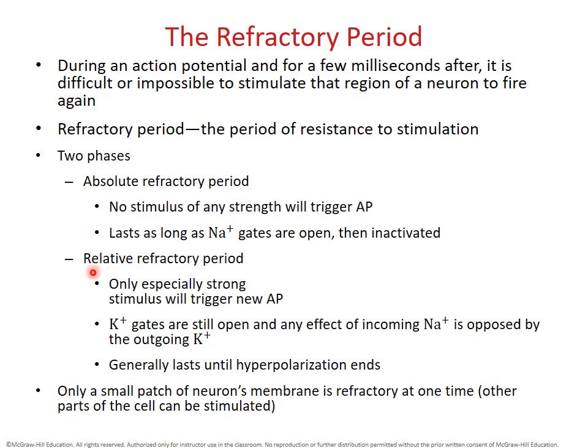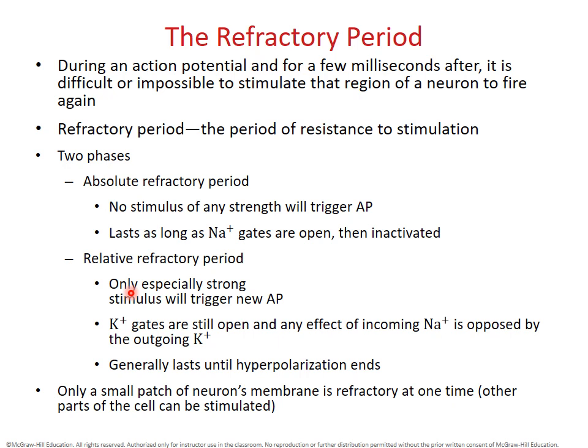The relative refractory period is a period of time during which the cell membrane is extremely resistant to stimulation. So it's not the same as the absolute. In the absolute, there is nothing you can do to stimulate it. During the relative refractory period, you theoretically could stimulate the membrane again, but it would have to be an extremely strong stimulus to trigger a new action potential during the relative refractory period.